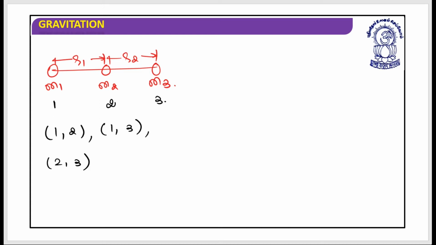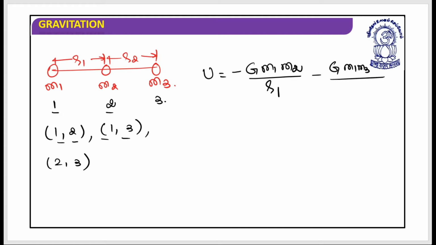So now let's write down the potential energy of the system. For 1 comma 2, the first and second object, it's minus G m1 m2 divided by the separation between these two objects, which is r1. Now 1 comma 3 is minus G m1 m3 divided by r1 plus r2. Next, 2 comma 3 is minus G m2 m3 divided by r2. So this is the total potential energy of the system.